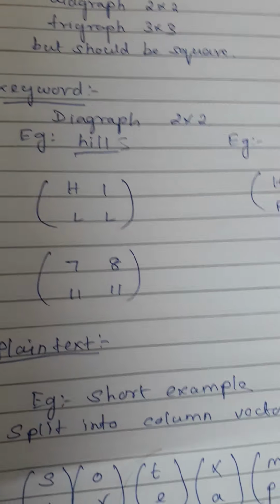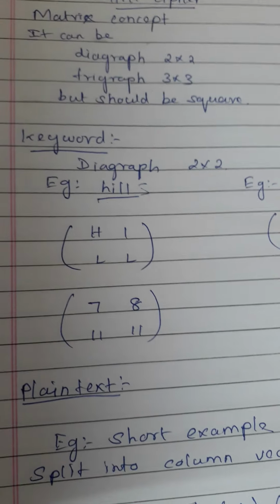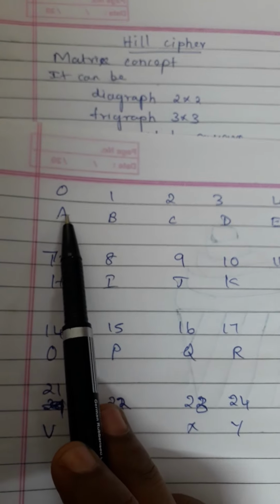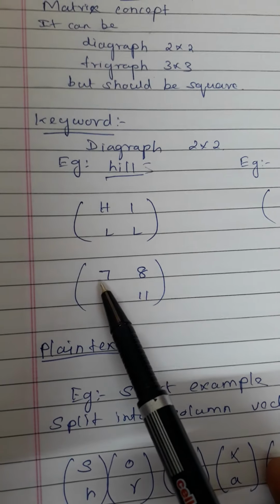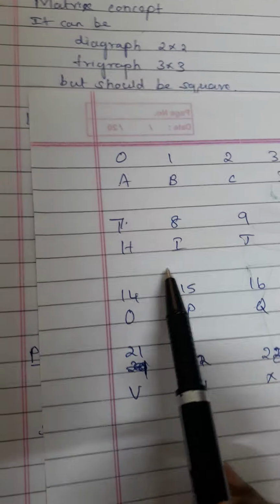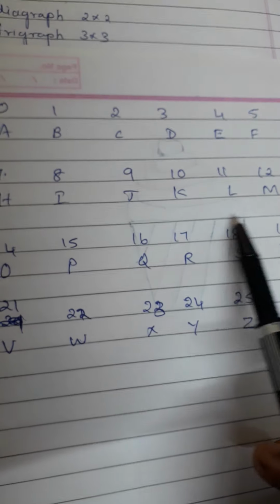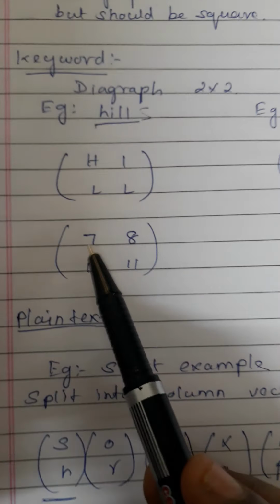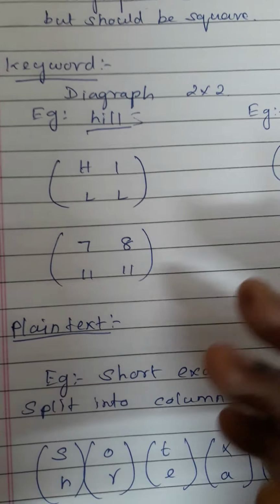Next we are going to find the place value for this HILL. For A it is 0, going up to 25. For H the place value is 7, so H is represented with 7, then I is 8. Next L, L is 11. So we have represented the matrix form as 7 8 11 11. This is our keyword. Using this only we are going to encrypt and then decrypt.